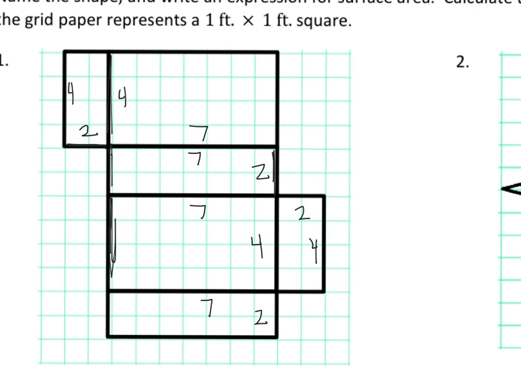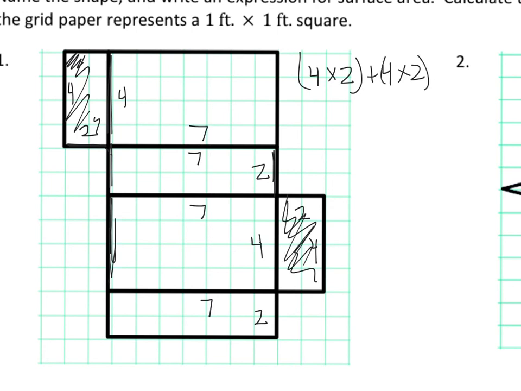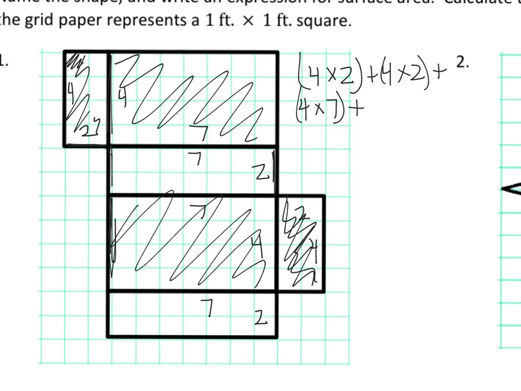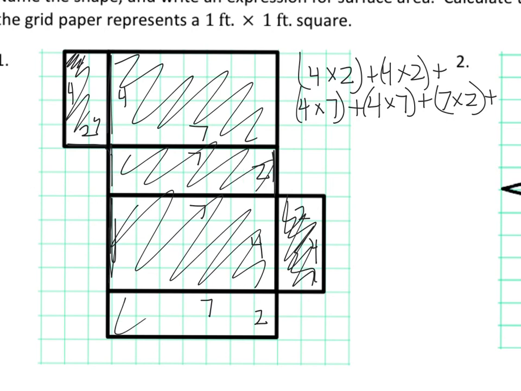So really, what I have is 4 times 2, which is right here, the whole thing, and another 4 times 2. And I'm going to put them in parentheses to show them, and I'll scribble them out as I get done with them. Then I have a 4 times 7, and that's still plus. That's one shape. And I have a second 4 by 7, or 7 by 4. And then I have 7 times 2, or 2 times 7. And then my last one, 7 times 2. So there's my expression right there: 4 times 2 plus 4 times 2 plus 4 times 7 plus 4 times 7 plus 7 times 2 plus 7 times 2. Now I'm going to multiply these out.